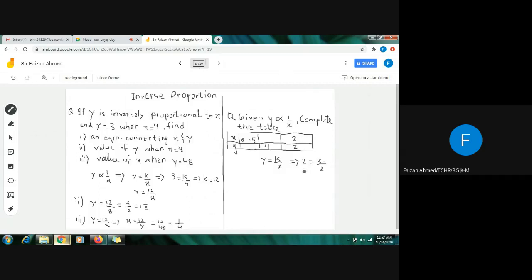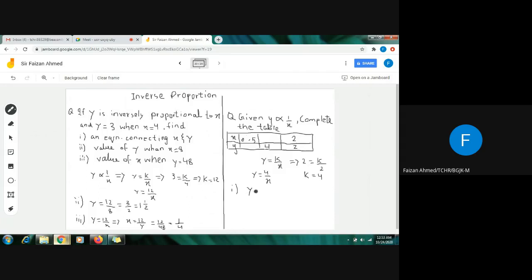So the value of k will be equal to 4, and my equation connecting x and y will be y equals 4 upon x. You have to find this equation. If you are not able to find this equation, you will not be able to solve the other part of the question. In the first part, we have to find the value of y.